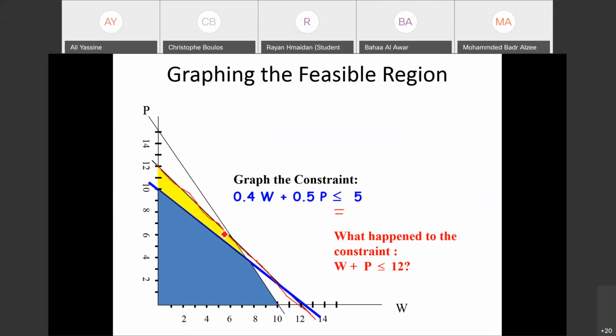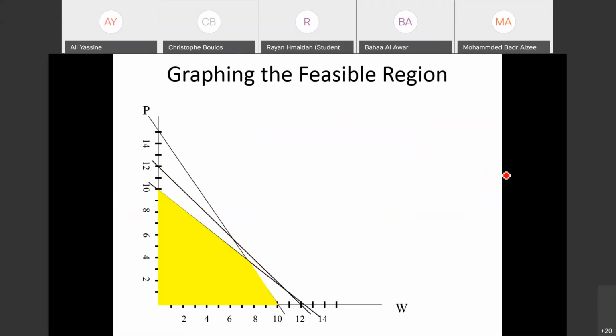So with or without this constraint, this feasible region is going to be the same. That's what I meant. So it's called a redundant constraint, or maybe a dominated constraint. That means this constraint was dominated by other constraints. Now this is the new feasible region.